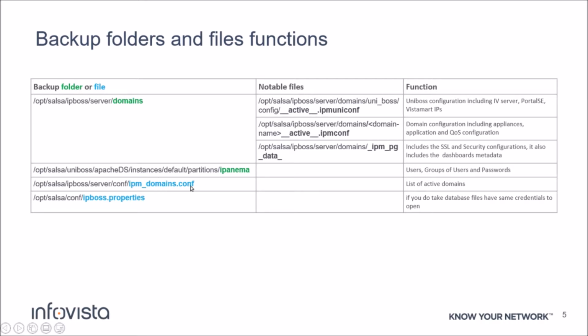The IPM domains conf is going to have a list of active domains that is created when you activate each of the new domains. So it allows you to have the domains up and running when you have a Salsa portal on your web browser. And finally, you have the ipboss.properties file that is going to have the credentials to use the PostgreSQL database that allows you to have all the dashboards in your Salsa portal.